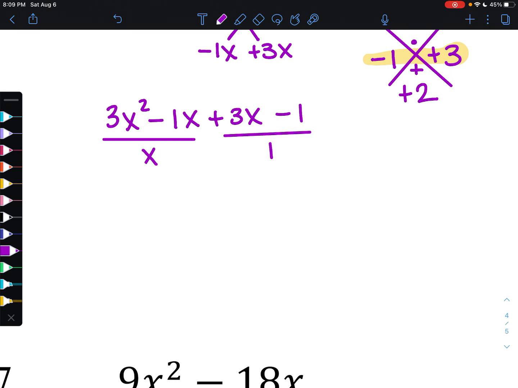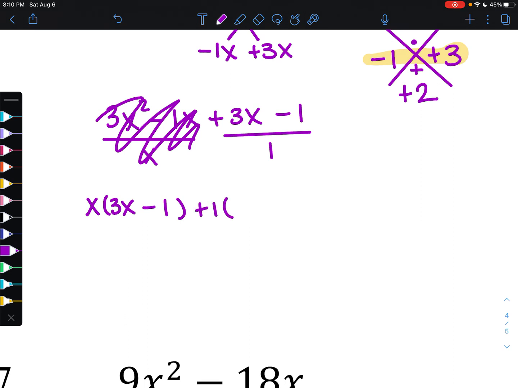When you take out a greatest common factor, you always put it on the outside of a set of parentheses. Then we divide the numerator, the 3x squared minus 1x, by the greatest common factor, which we put in the denominator, like a little fraction. So 3x squared divided by x leaves me with 3x, and negative 1x divided by x leaves me with negative 1, and that takes care of that first part. Then when I look at the second half, I took out a positive 1, so I'm going to write that down next and put a plus there. 3x divided by 1 leaves me with 3x, and negative 1 divided by 1 leaves me with negative 1.